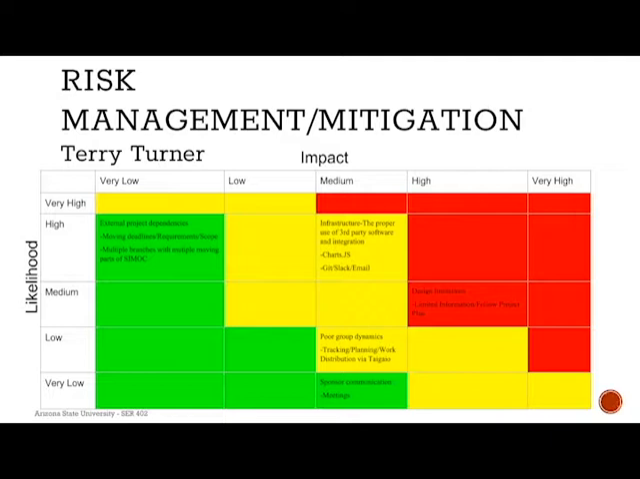Poor group dynamics right now isn't a problem. We usually handle that with proper tracking, planning, and work distribution through Taiga.io. Sponsor communication right now is really good. That is really low on the risk impact chart. We have weekly meetings, sometimes multiple, to flesh out everything with the sponsor.